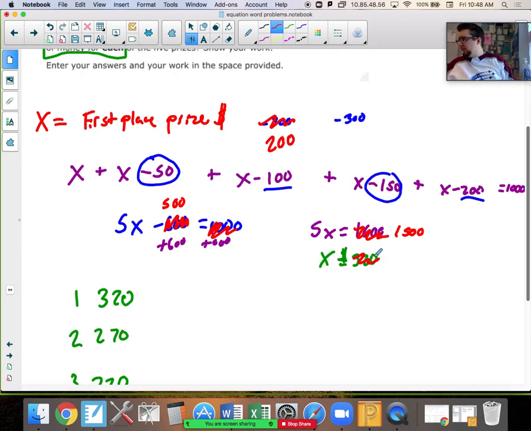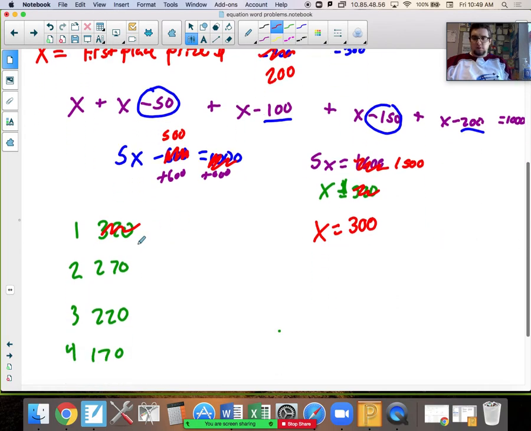1,500 divided by 5 gives us 300 for our first place. I knew that didn't sound right as I was going. I don't remember getting 320 the first time I did this. So really, first place wins 300, then 250, then 200, then 150, and then last place gets 100. Again, I want to make sure I didn't make any mistakes because, you know, I'm an idiot here. 300 plus 250 plus 200 plus 150 plus 100 is 1,000.